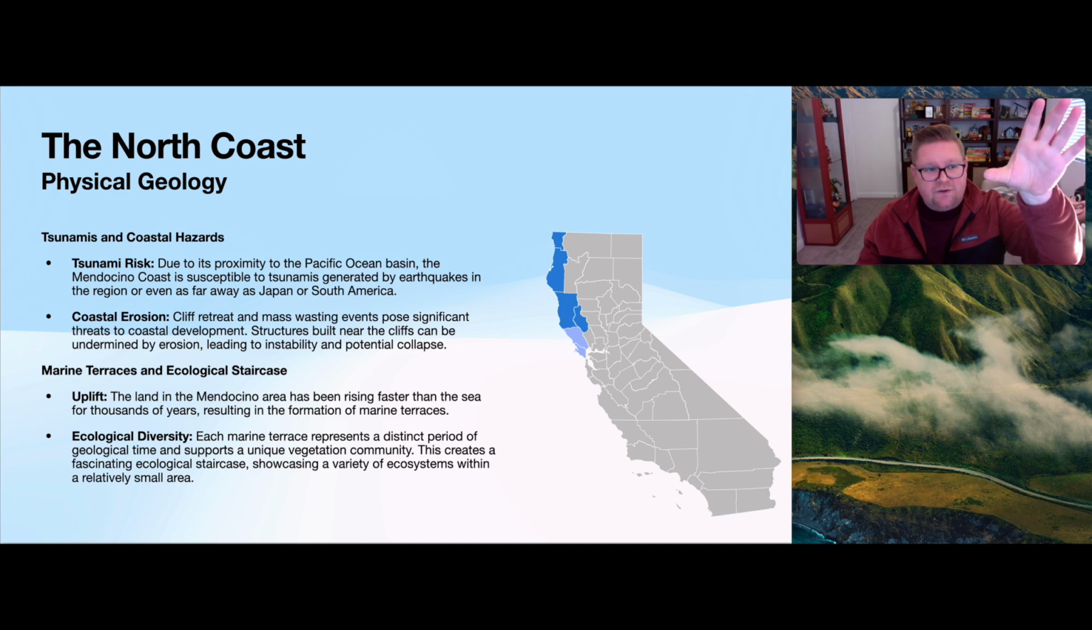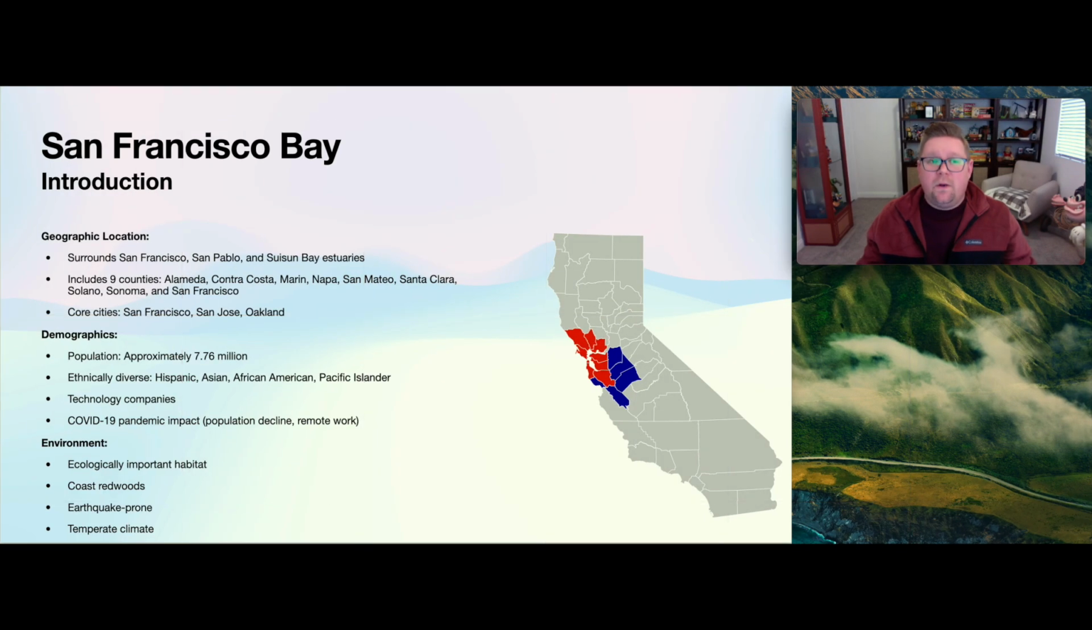So now we're going to move into the Bay Area. All right, so the San Francisco Bay. The geographic location surrounds San Francisco, San Pablo, and the Suisun Bay estuaries, and includes 9 counties going from Alameda all the way to San Francisco. The core cities, of course, within this region are going to be San Francisco, San Jose, and Oakland.